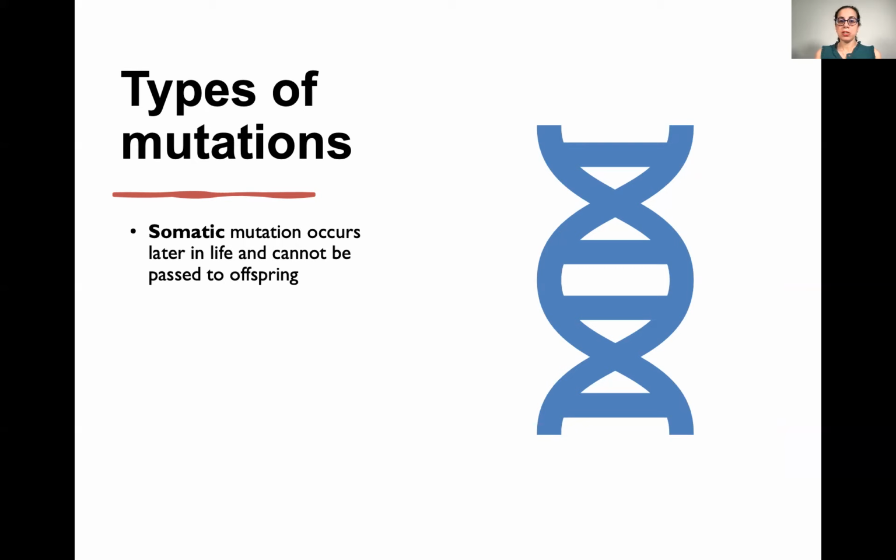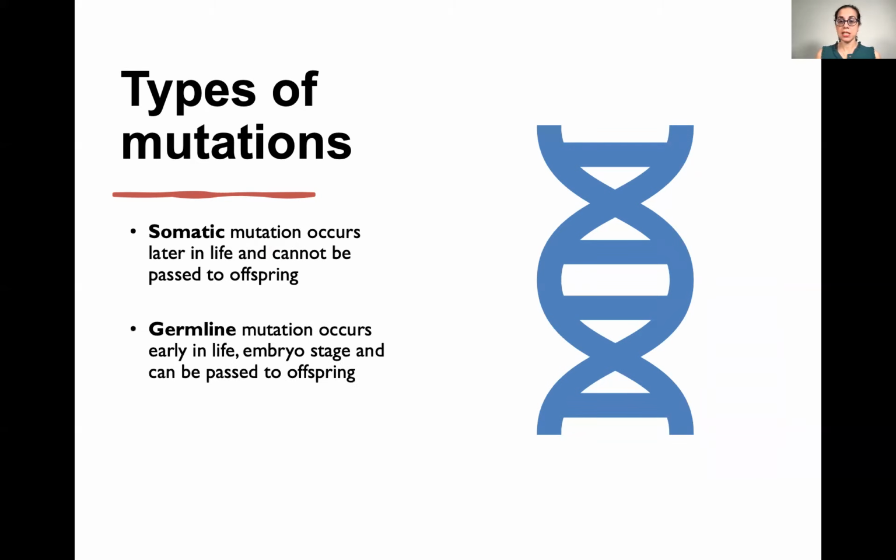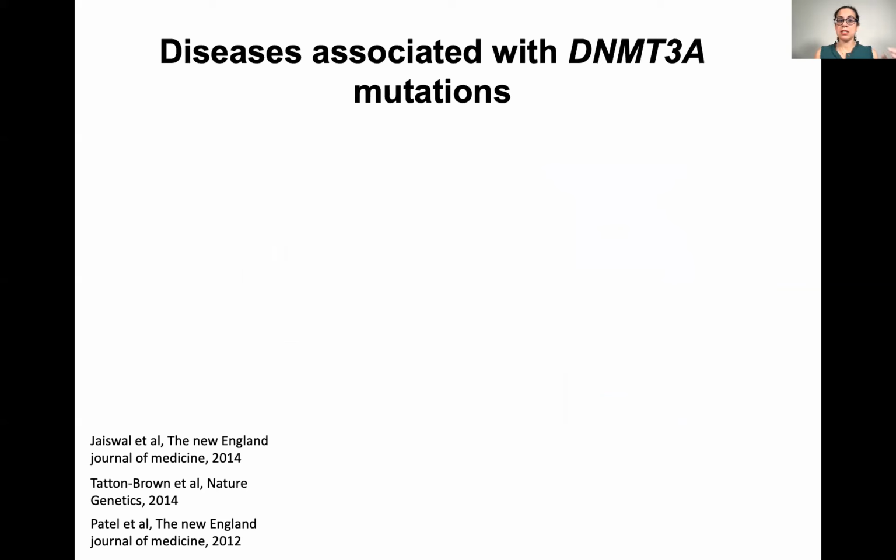And some of the mutations that affect DNMT3A can be somatic mutations, which are mutations that we can get later in life and are not passed to our children, versus germline mutations, as in the case with TBRS, that occur very early in life in the embryo stage and can be passed to our offspring or our children. So the diseases that are associated with DNMT3A and that have been studied very broadly are the occurrence of DNMT3A mutation in aging.